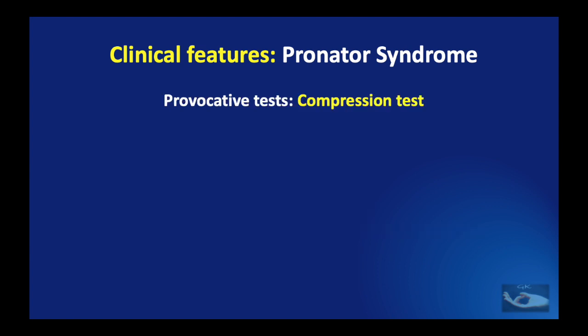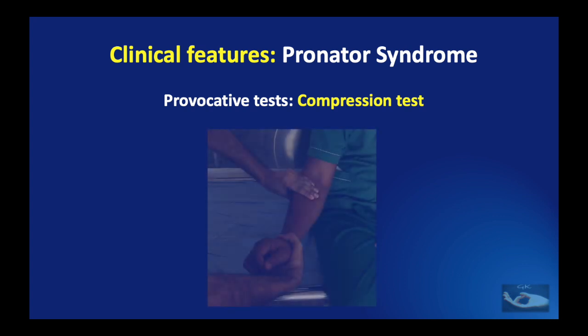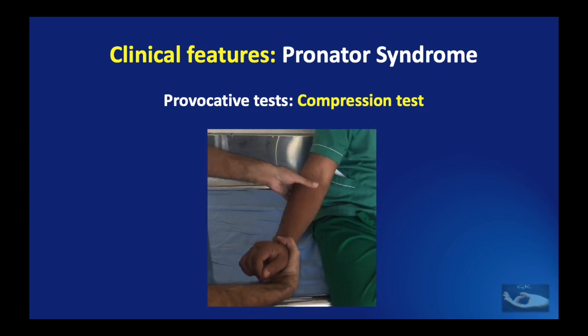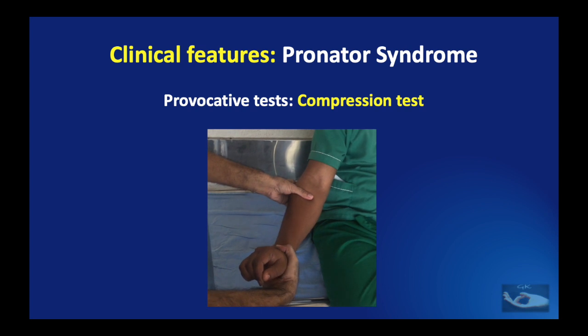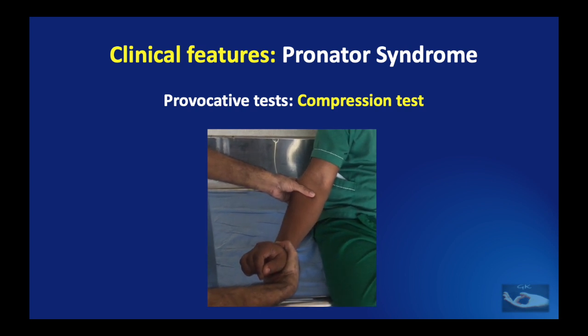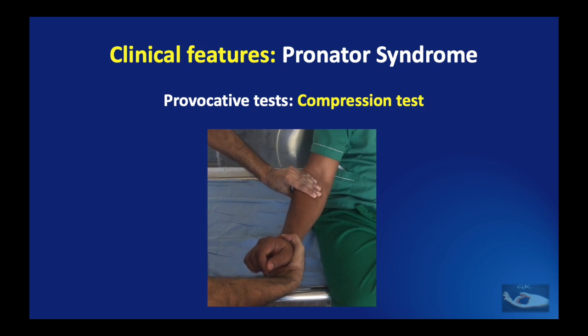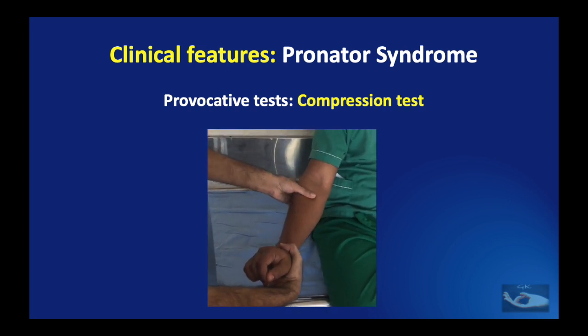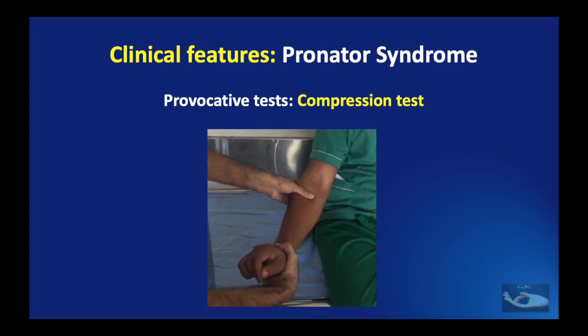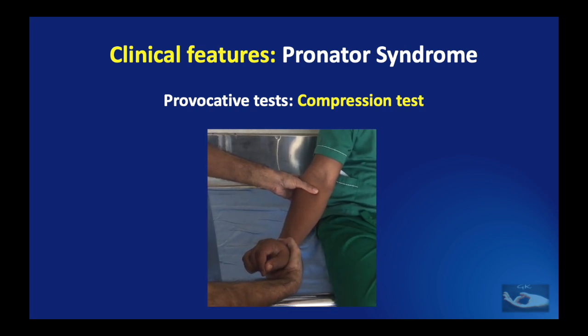Apart from the findings of median nerve palsy, we also need to demonstrate clinically the presence of compression at the pronator site. This can be done by the compression test. With the patient in sitting posture, elbow held at 90-degree flexion and forearm kept pronated, pressure is applied over the pronator area for a period of 2 minutes. If there is pain or reproduction of symptoms like tingling sensation on the fingers, the test is positive.